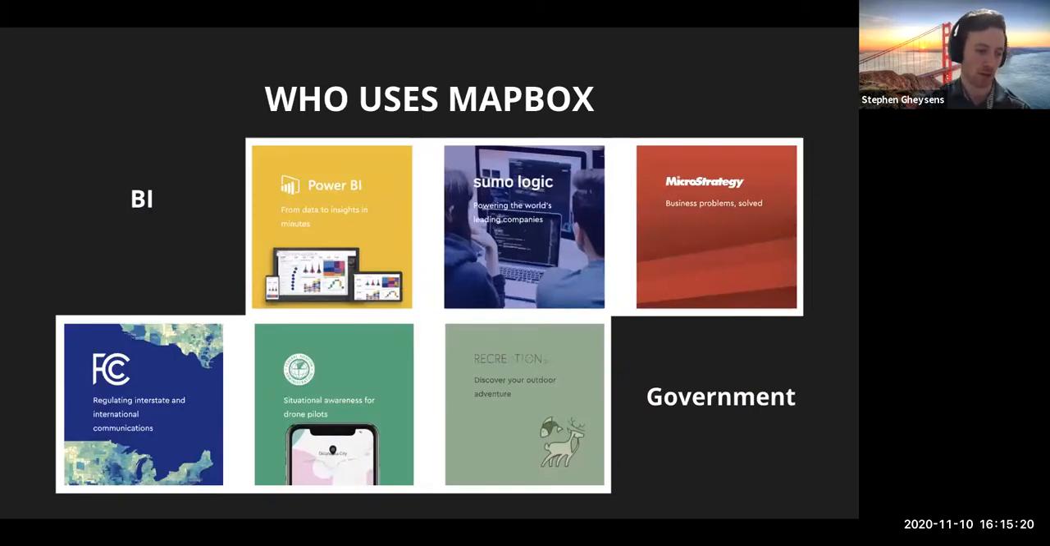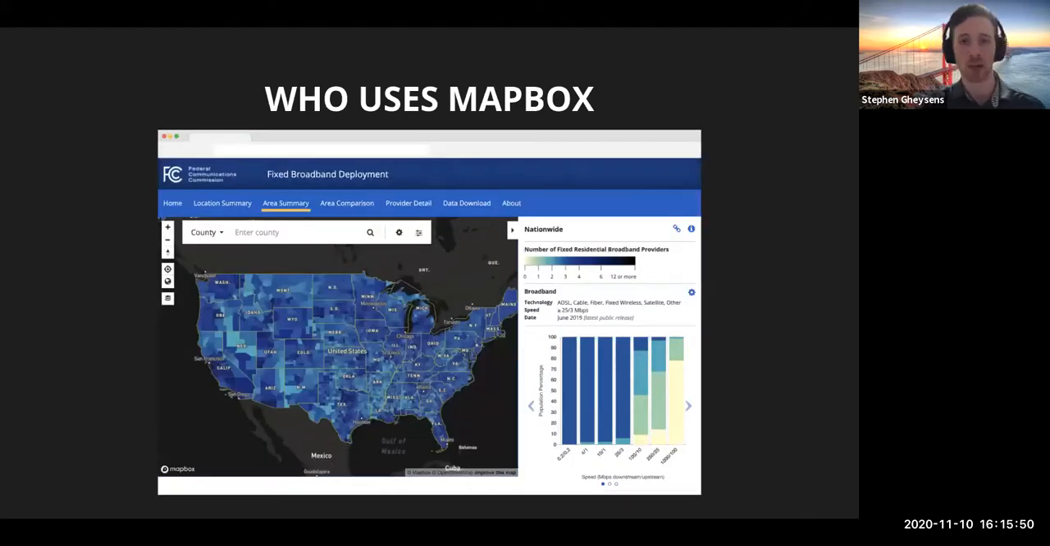We also work with a lot of BI customers and government customers. So there's a lot of BI tools, including Power BI, Sumo Logic, and MicroStrategy here. You might be familiar with Tableau. There's a lot of platforms that want to marry this large-scale data processing, analysis, and visualization with very performant mapping and analysis. So we help those organizations, and I actually have the pleasure of working with a couple of our government customers. For example, here we have a map that the FCC has made public to show where broadband internet access is most accessible.